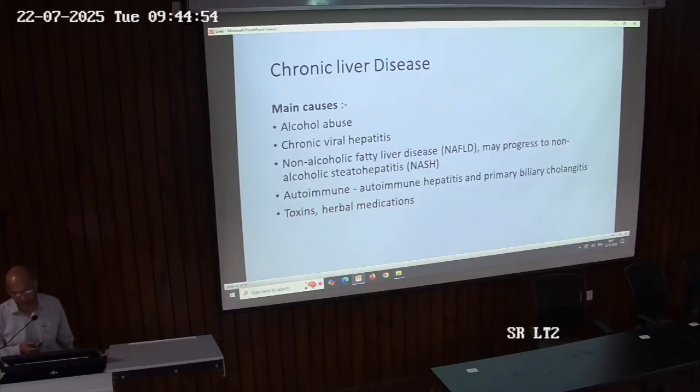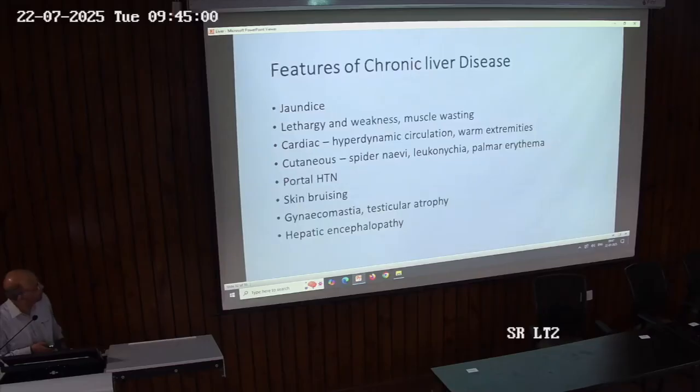The normal pressure we saw in a previous slide is 3 to 5 millimeters of mercury in the portal venous system. When it is more than 10, it becomes portal hypertension, and that is when the collaterals open up. The most clinically relevant being the ones at the lower end of the esophagus, the so-called esophagogastric varices, which may lead to bleeding. So that's skin bruising, gynecomastia, testicular atrophy.